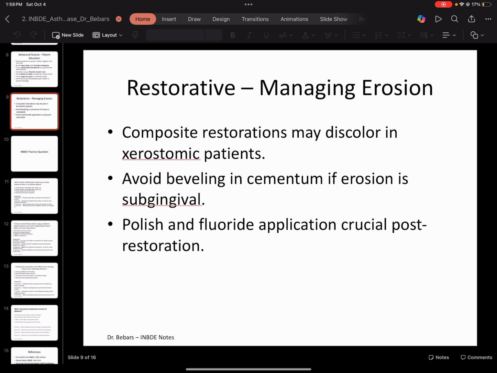For a restorative perspective, it's common to see composite restorations discoloration for patients with asthma or dry mouth. For erosion subgingivally, we need to avoid beveling and cementum if there is erosion and subgingival. Also, after we finish the procedures or the restorations, it's recommended to apply fluoride after we finish composites and restorations.